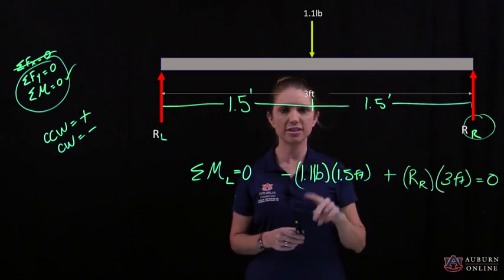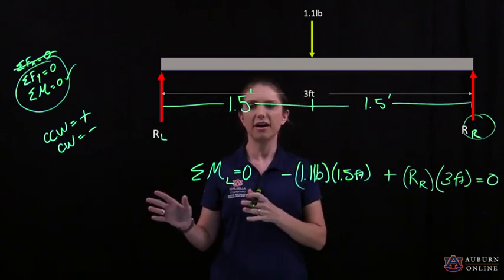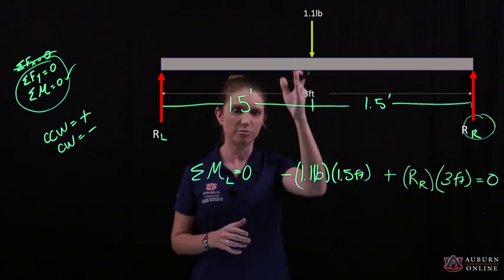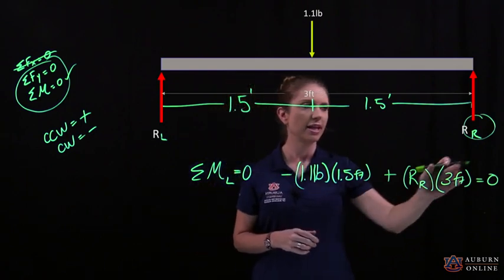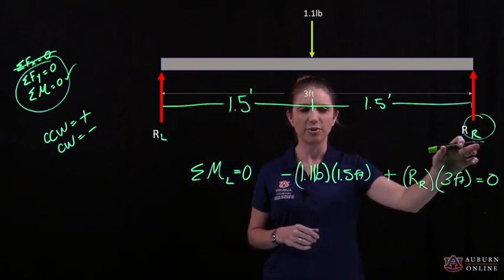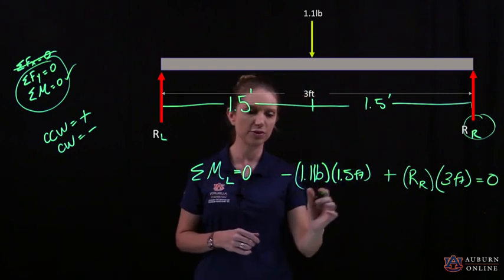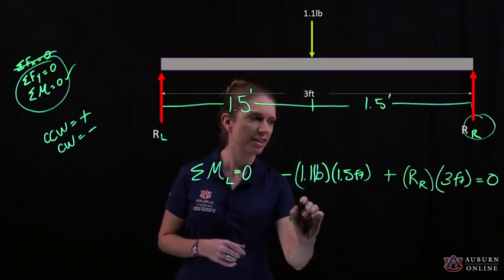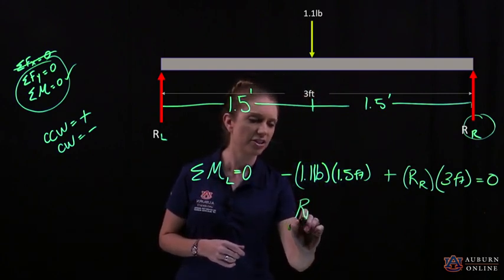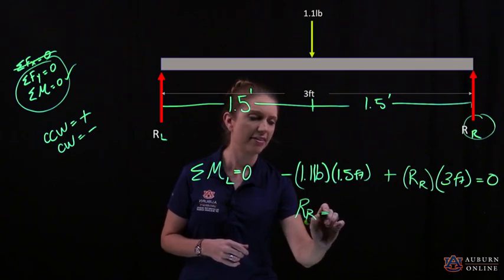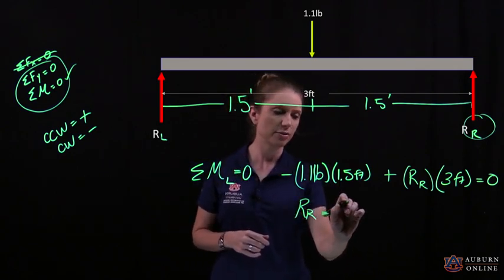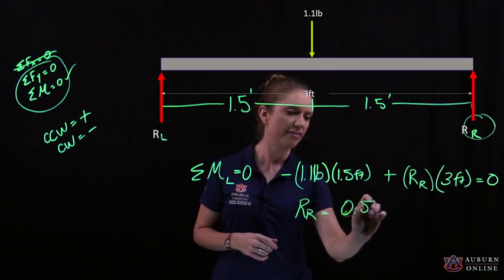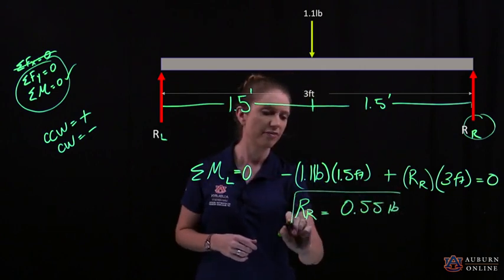So there's only 2 forces here causing a moment about the left-hand reaction. That's our applied force of 1.1 pounds and our support reaction on the right side here. So if we do the math here, we get that our support reaction on the right-hand side of that beam is going to be equal to 0.55 pounds. Okay, 0.55 pounds.